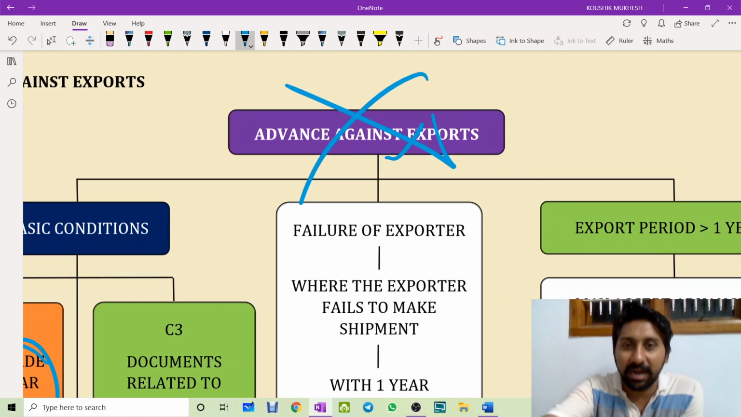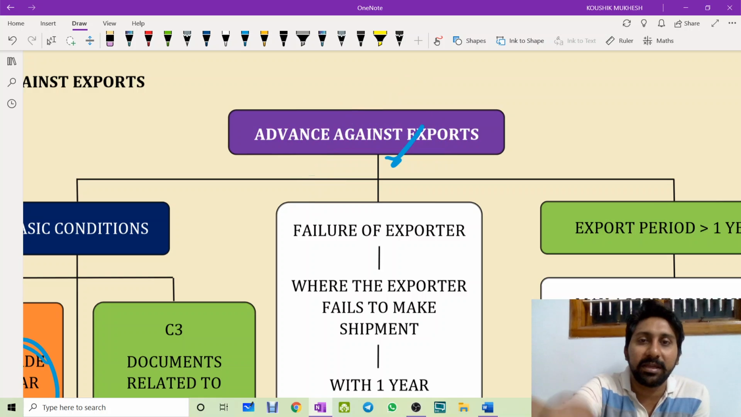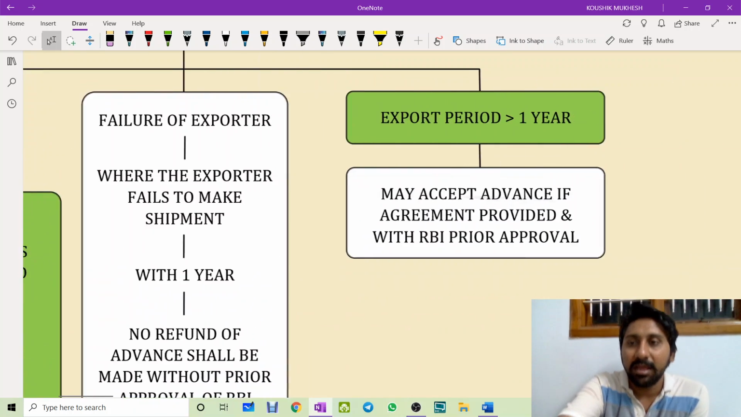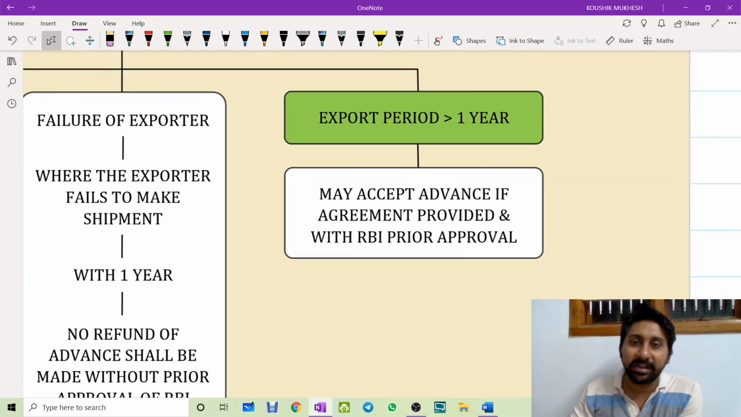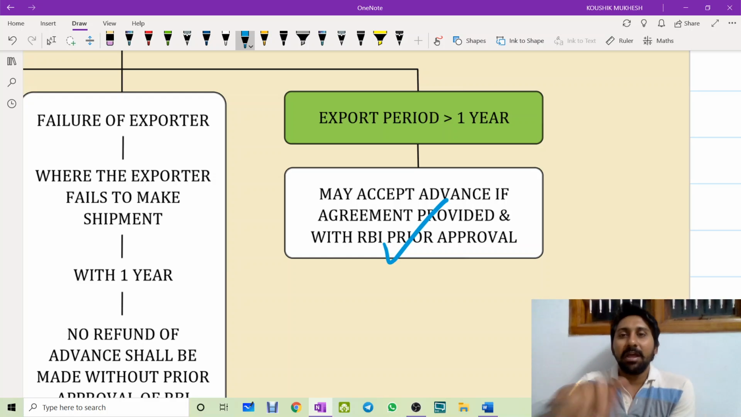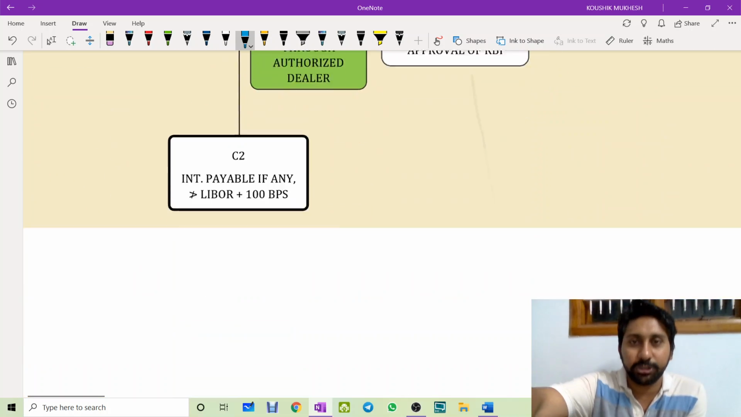Therefore the government said that if the export itself is for more than 1 year, you may accept an advance even in that case, but only with the prior approval of RBI. This is the next issue.